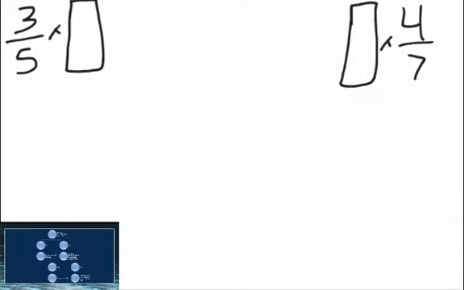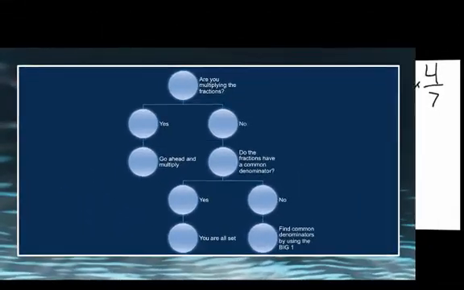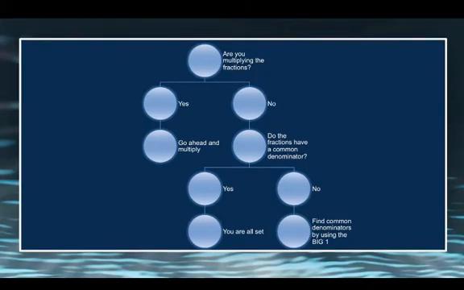Alright, you chose to use the ladder method. Excellent choice. Now I'm looking at these two fractions here. I've got 3/5 and I've got 4/7. Can they talk to each other? Well, am I multiplying them? No, so that doesn't work.